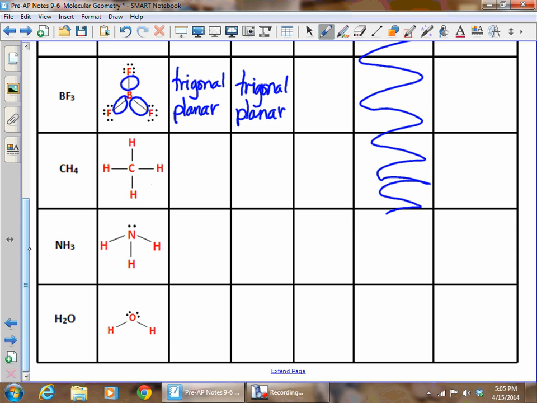The next one, counting up the pairs of electrons around the central atom, they're all bonding pairs of electrons. There are no lone pairs, and there are 4 of them. So think about what that would be. Tetrahedral.